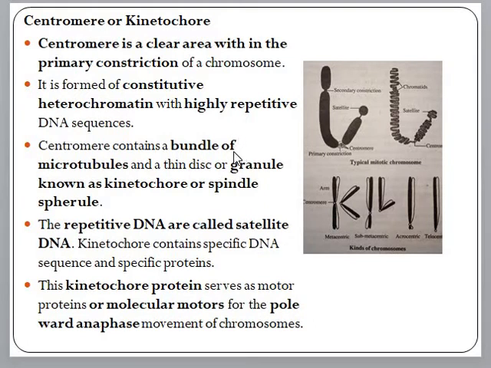Let's see the details of centromeres. Centromere is a clear area within the primary constriction of a chromosome. A chromosome has a primary constriction, and within this primary constriction a clear zone is present, which is called the centromere. It is formed of constitutive heterochromatin with highly repetitive DNA sequences. Constitutive heterochromatins are heterochromatins which remain in a highly coiled condition throughout the life of that organism.